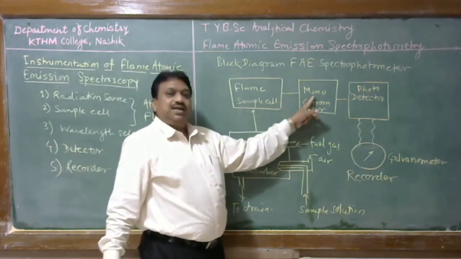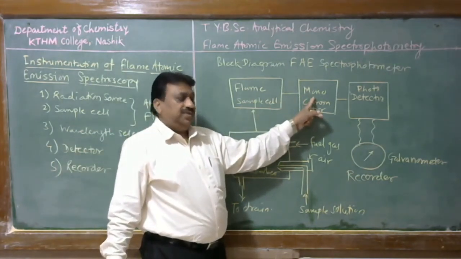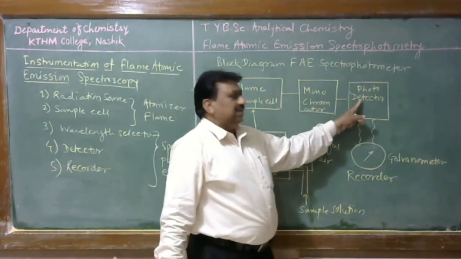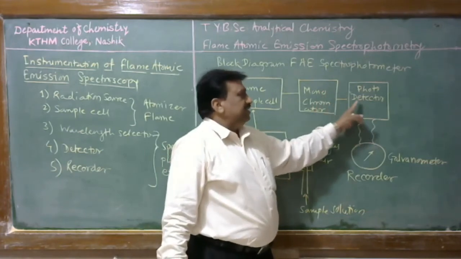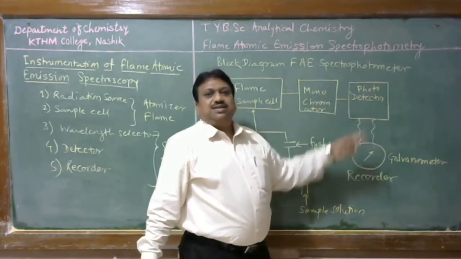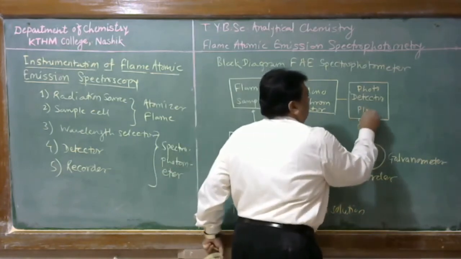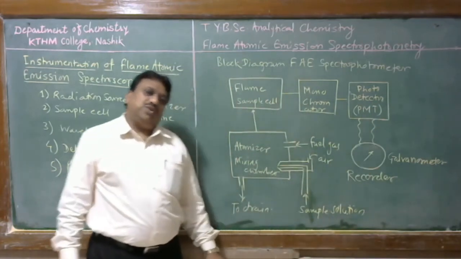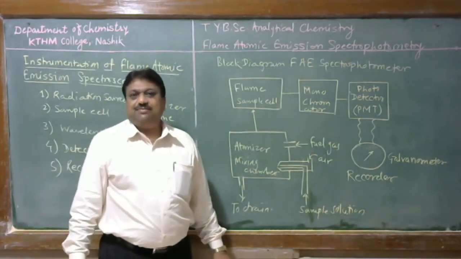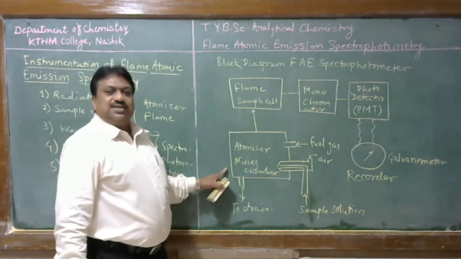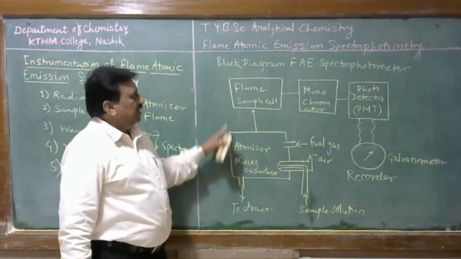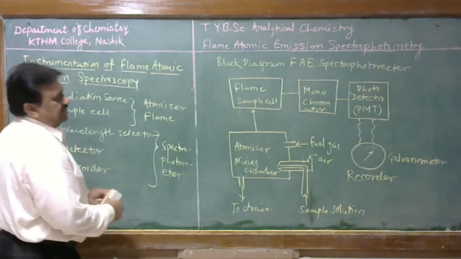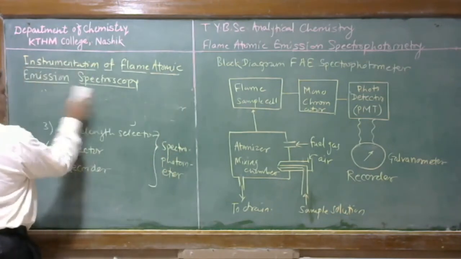The emitted line is isolated by the monochromator. Function of monochromator is to isolate that particular line, and after that the intensity of that particular line is measured by the photodetector. Sometimes a photomultiplier tube is used as a detector in this case, and a galvanometer or any electrical circuit can be used as a recorder. Student, this is about the block diagram of a flame emission spectrophotometer. Now we discuss this instrumentation in detail in the upcoming lecture.